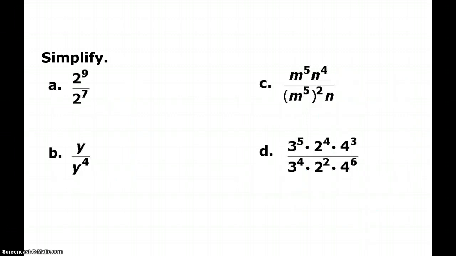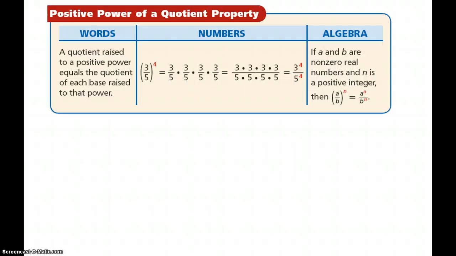Here's some more examples. Those are pretty much the same thing, so I'm going to skip those. Here's our next problem. And again, you can write this out. This says a quotient to a positive power. So what's that talking about? Well, a quotient, you can see right here, 3 over 5. That is a quotient because it's division, to the power of 4.